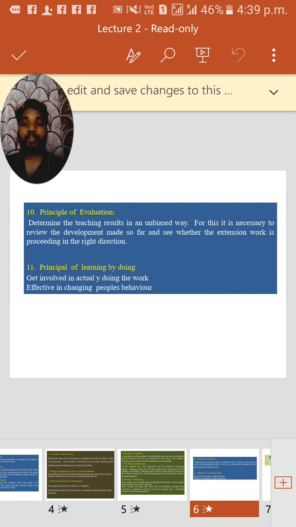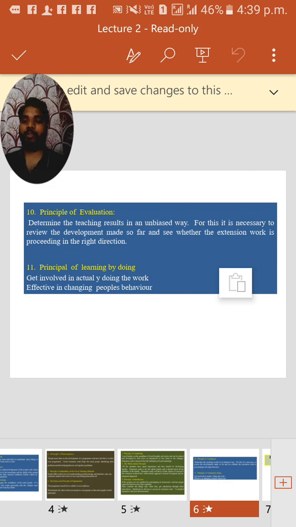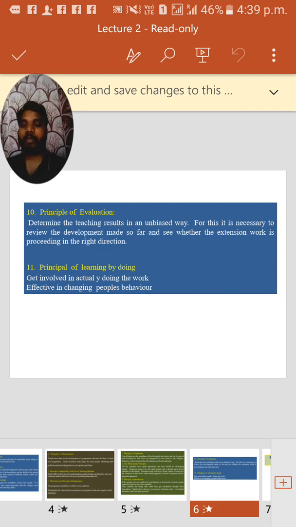Suppose you give farmers a chance at learning by doing, they will do and they will learn. And seeing is believing. If they see something, then they can believe, otherwise they cannot believe. So this is the most important principle, learning by doing and seeing is believing. Depending on these principles, we can say the demonstration is very effective in agriculture extension.